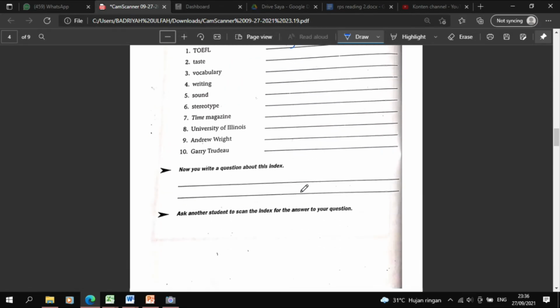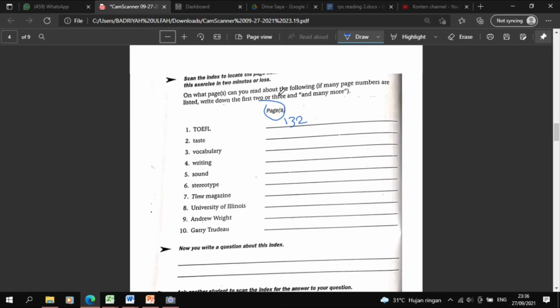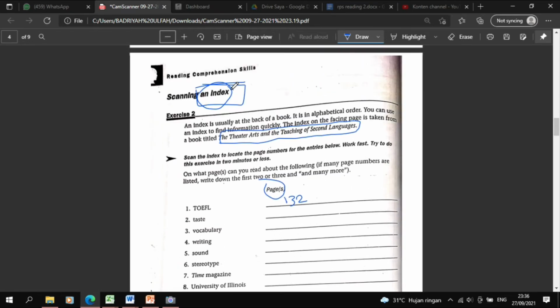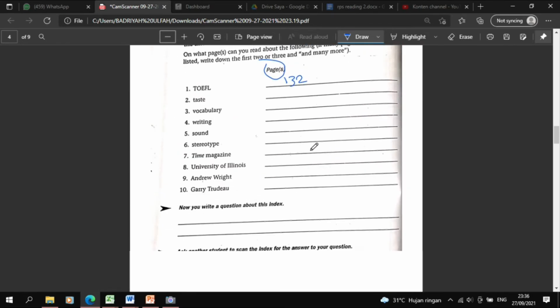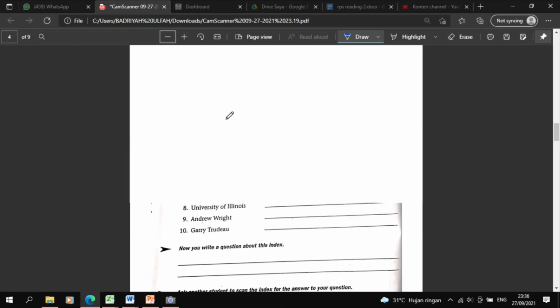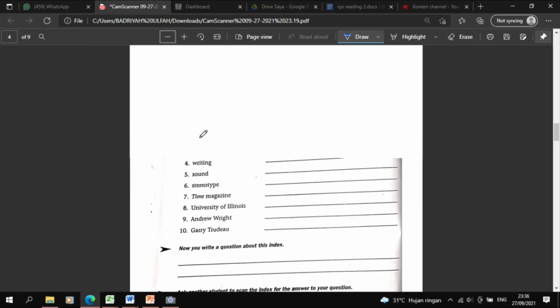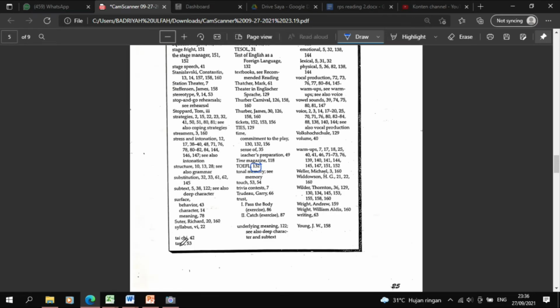It's different from the last meeting. When you read the biography or the short story, you have to read the words one by one, right? But for scanning, you only need to scan, not to read. The same as taste. You go and check taste. What page can you find the word taste? Taste, right? 53. So you write 53.